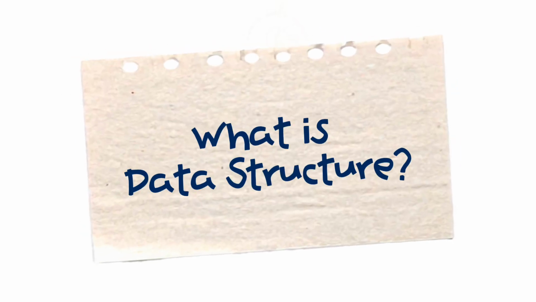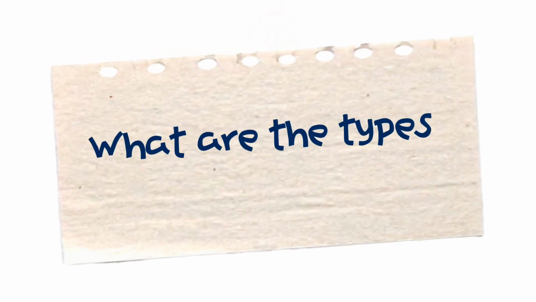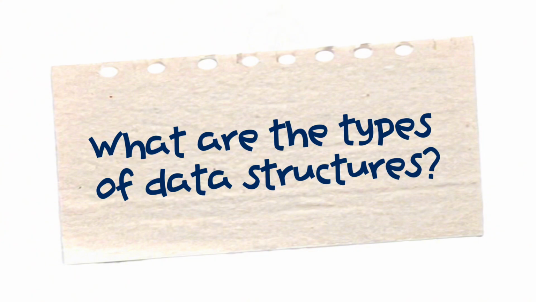First, what is a data structure? A data structure is a way of organizing and storing data so that a computer can access and modify it efficiently. Now that we understand what a data structure is, let's talk about the different types of data structures.